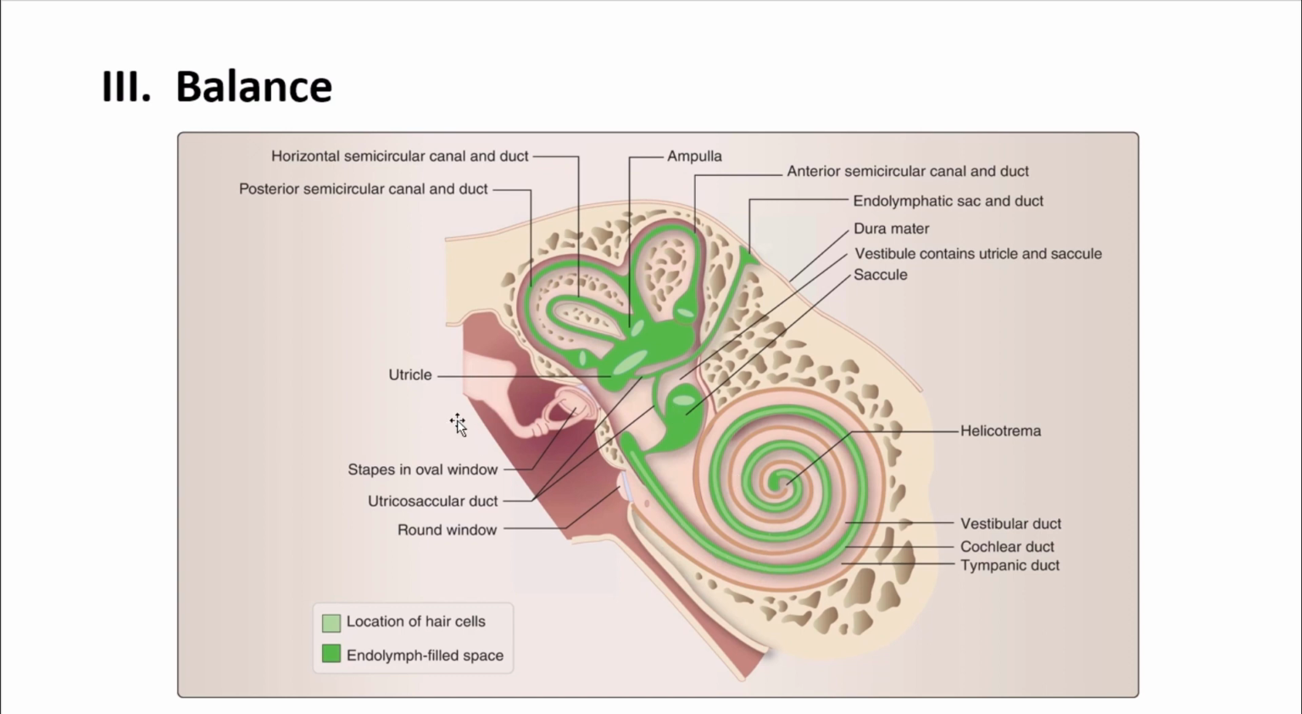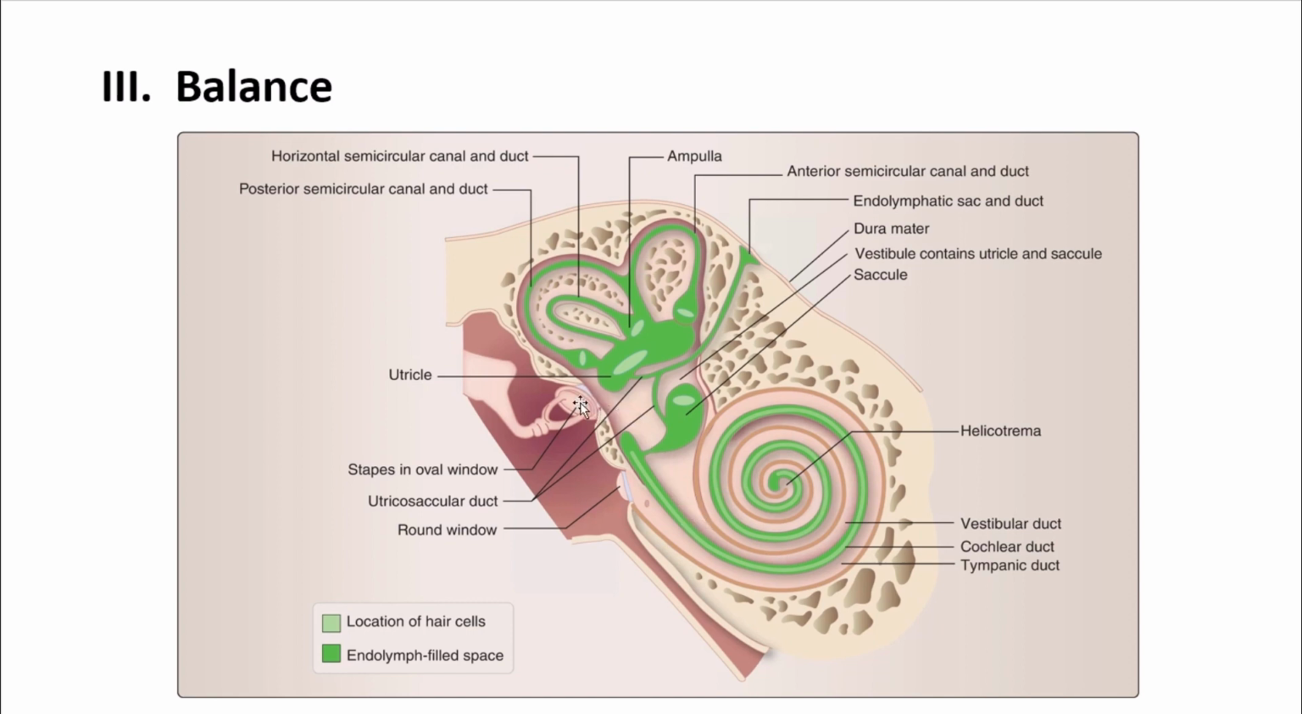So the second part of the inner ear is the balance. This is the cross section of the inner ear. So you can see this area, we already talked about it, and this is the cochlea. This is the tip of the cochlea, the helicotrema, and these are the different ducts inside the cochlea.